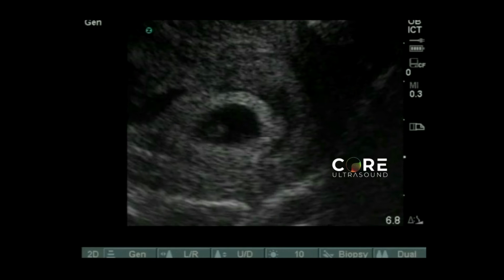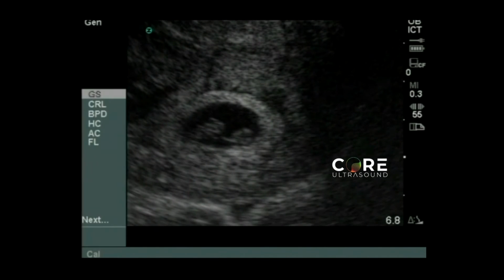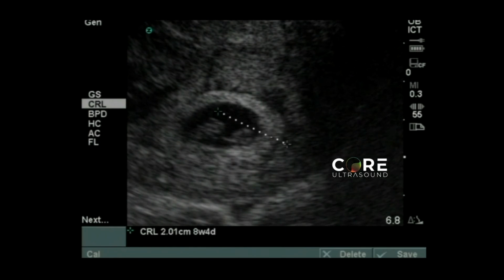Next, let's talk about how to perform that crown rump length that we talked about earlier. This is using the linear transducer. So we're getting this high resolution image. We are identifying that fetal pole. We are hitting calculators, and then we are going to the crown rump length. To get this, make sure that you are in the OBGYN setting and you just basically measure the top to the bottom of that fetal pole. That gives you the crown, top of the head, to the rump, the little backside of the baby. And that will give you an estimated gestational age. You can see here it is 7 weeks and 0 days.